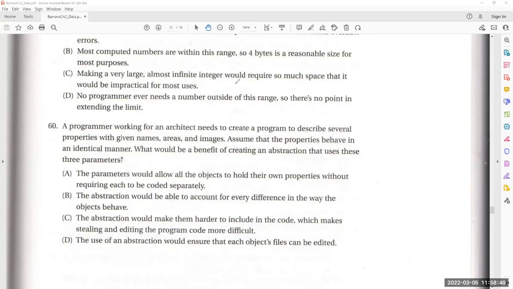No. Sometimes you parameterize, but some variables you want to change may not be changed. Okay, so B is wrong. And C: abstraction will make them harder to include in the code. No, maybe not. Okay. D: the use of abstraction would ensure each object file be edited. No. Okay. So D is wrong.